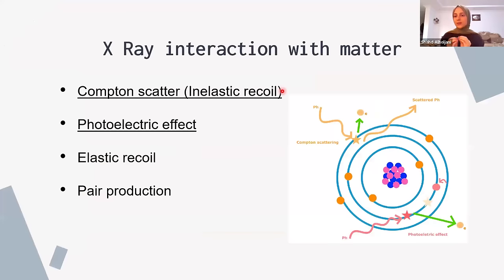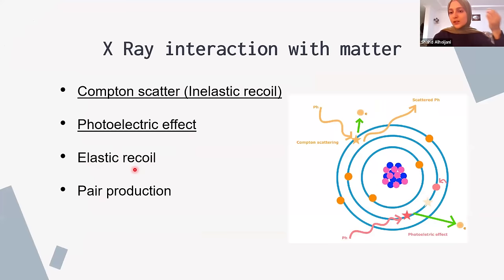So now we described the radiation coming from the X-ray tube. From the X-ray tube, you either have the general radiation or you have the characteristic radiation. Now remember the three boxes we have? We have the X-ray tube, then we have the subject, then we have the image. Now, the X-rays' interaction with the subject, or with matter, can be Compton scatter or inelastic recoil or photoelectric effect. And you also have elastic recoil and pair production. Now, these are less significant.